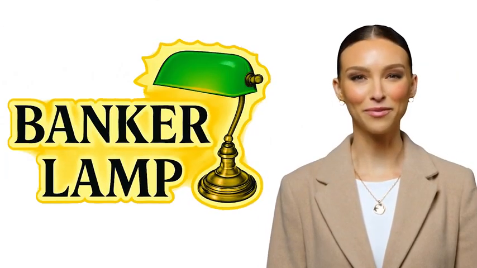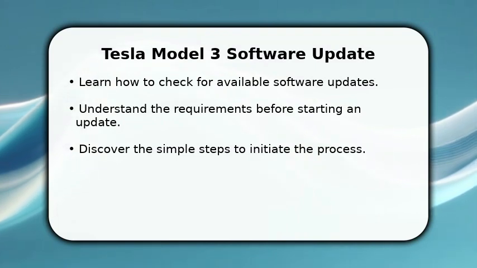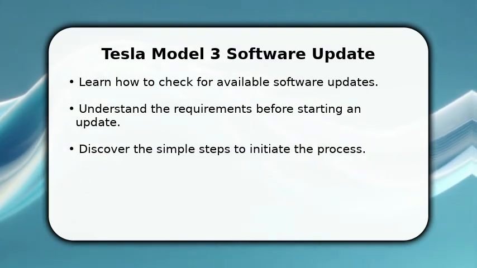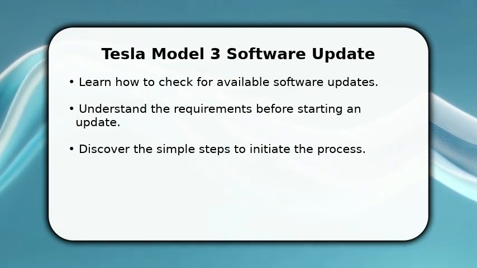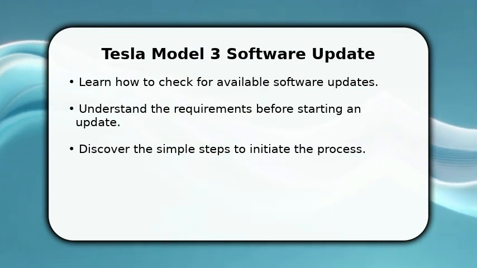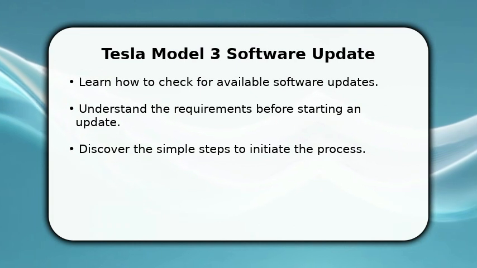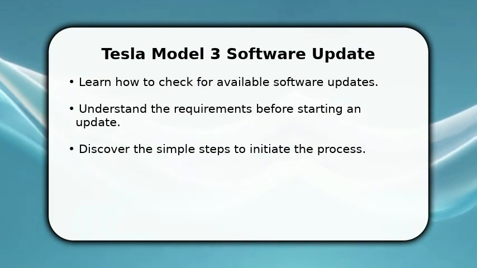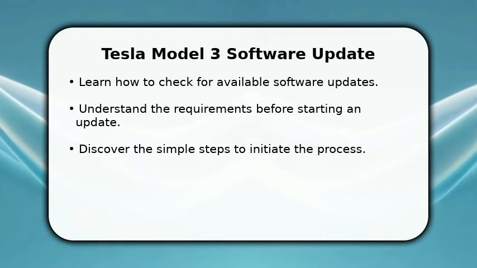Please enjoy the video. In this video, I will explain how to update Tesla Model 3 software. First, ensure your vehicle is connected to a strong Wi-Fi network for a smooth download. Next, check your car's display for any pending software updates in the software section. It's crucial to have a battery charge above 20% before beginning. This ensures the update completes without interruption, keeping your Tesla running optimally and safely.